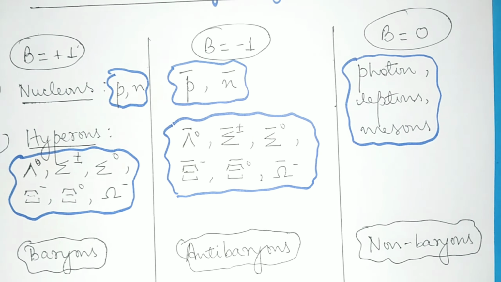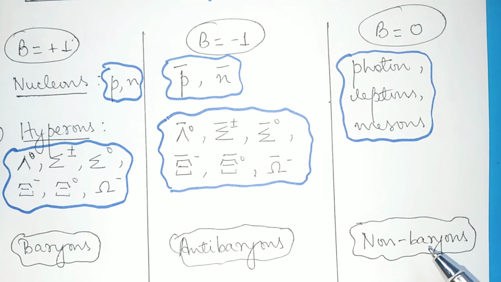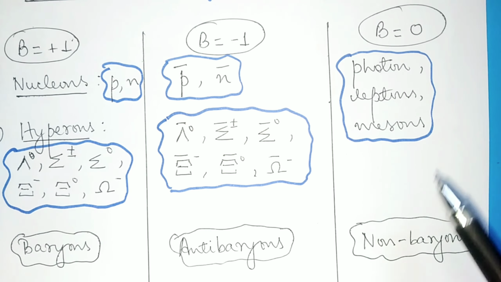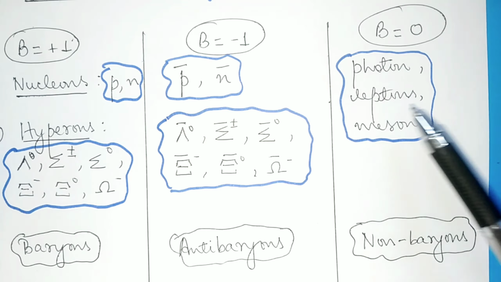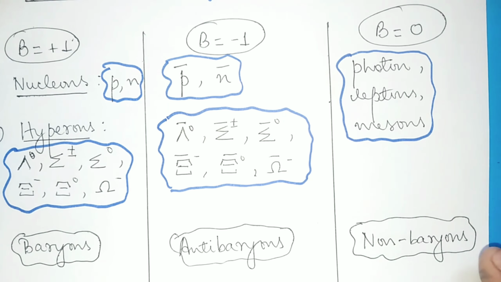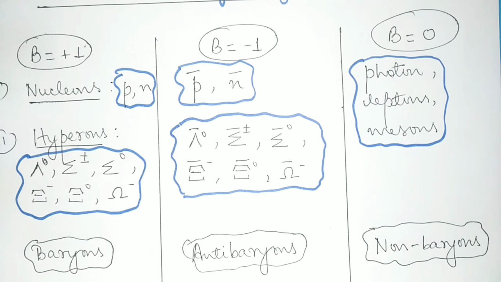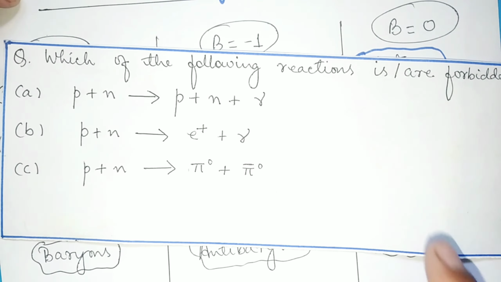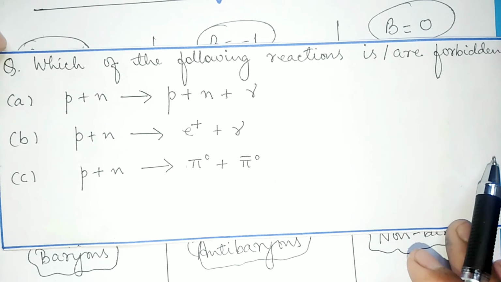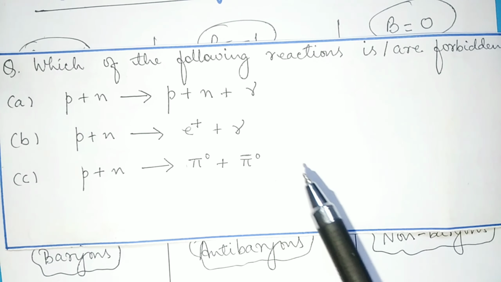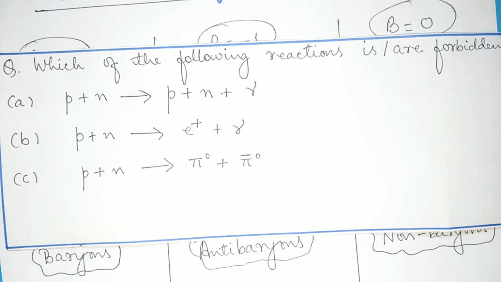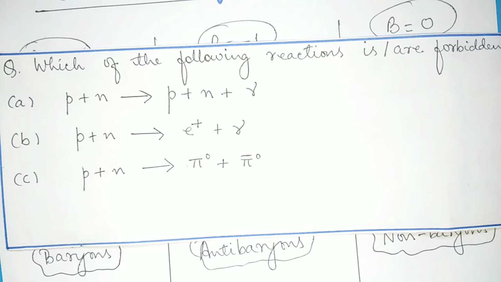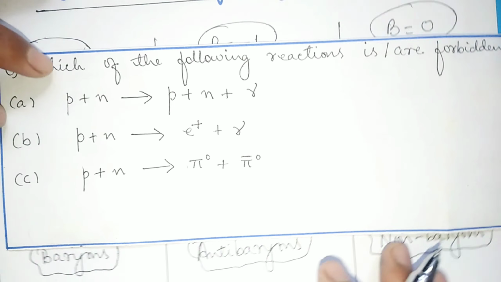Now, B equal to 0 is assigned to non-baryons, those particles which are not baryons. They are photon, leptons and mesons, okay? Using this trick, let us see which of the following reactions is or are forbidden. We are going to use the conservation of baryon number. If the baryon number is conserved, the reaction is allowed. If it is not conserved, then it is forbidden. Clear?